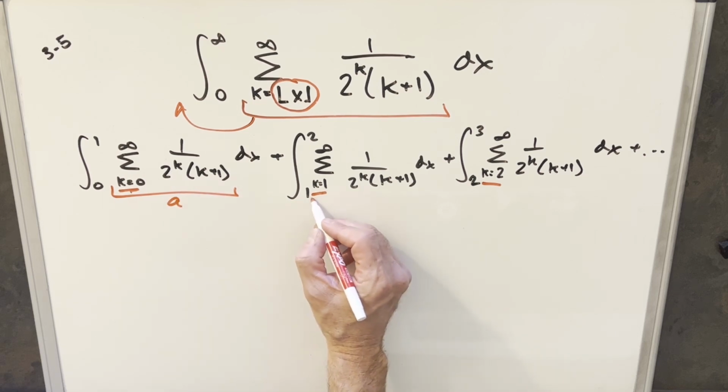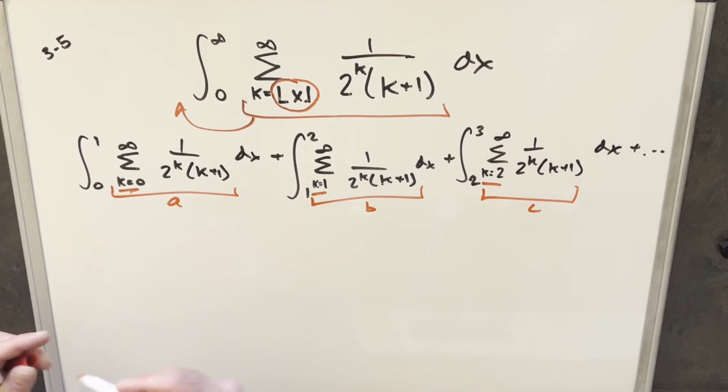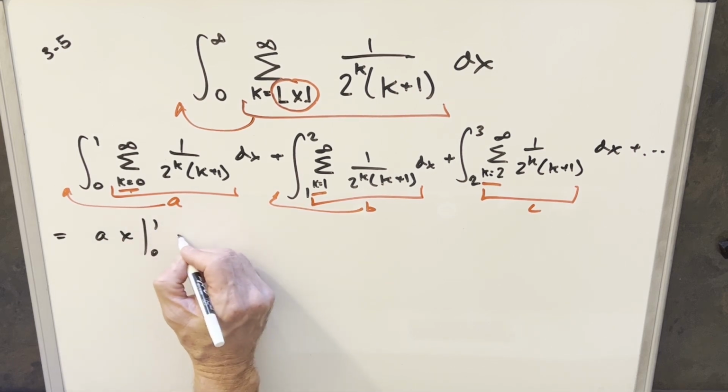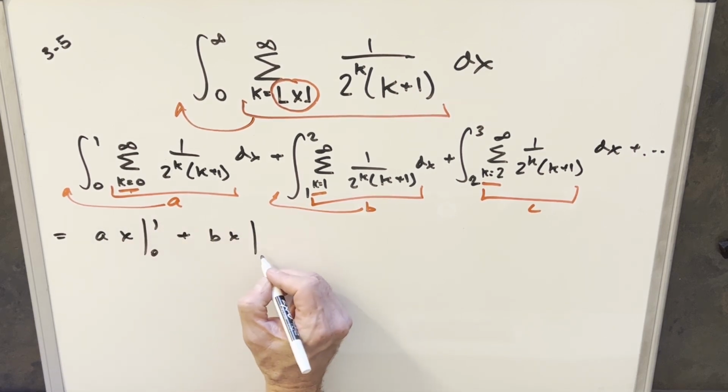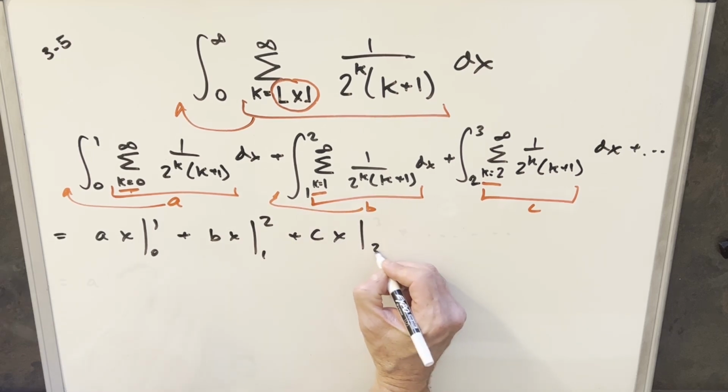I'm going to call this one a, we'll call this one b, we'll call this one c, and it'll continue. So in each case, we're just going to have a constant that we can take out of the integral. We'll be integrating 1. We integrate that, we get x. So after we integrate each of these to x, what this is going to look like is something like ax from 0 to 1 plus bx from 1 to 2. And this is going to just keep going all the way to infinity.